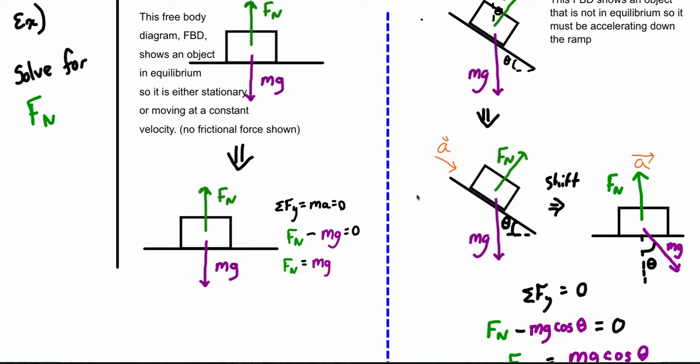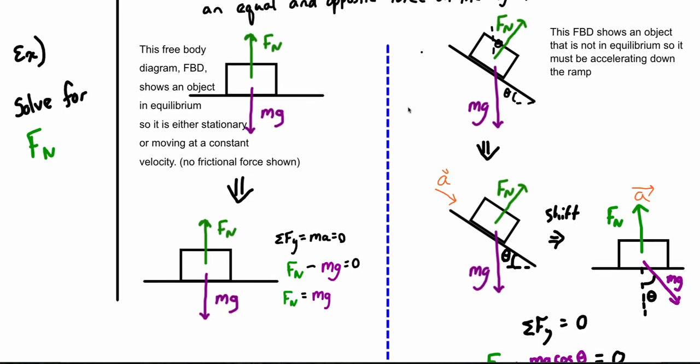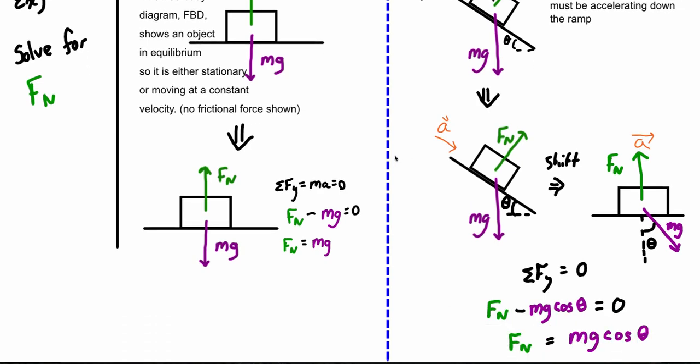Let's come over here and look at this scenario now. If we have this object here, this object cannot be in equilibrium. It can't be stationary, because we have a force pulling up to the right and a force pulling down, and there is no force pulling to the left. So in this case, the crate will be accelerating down the ramp. So let's look at that. We know that it has to be accelerating down the ramp.